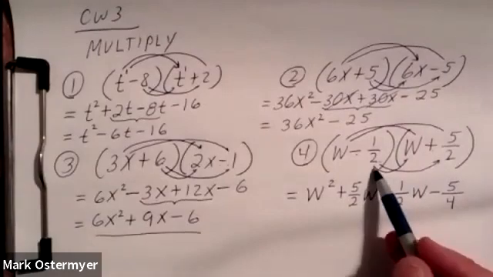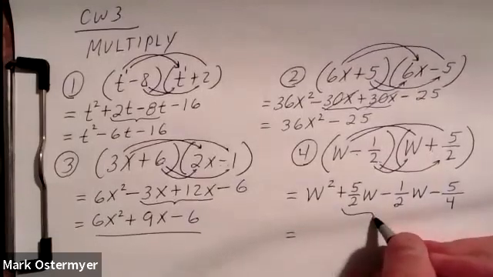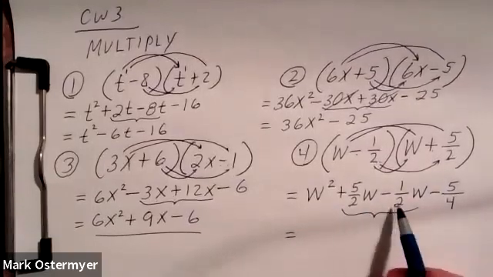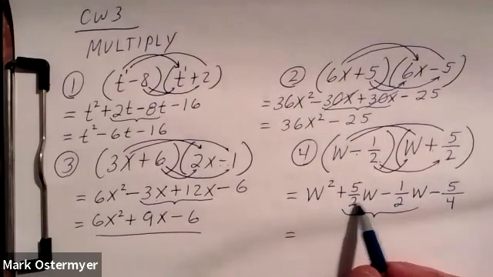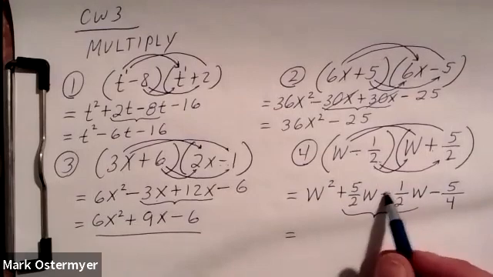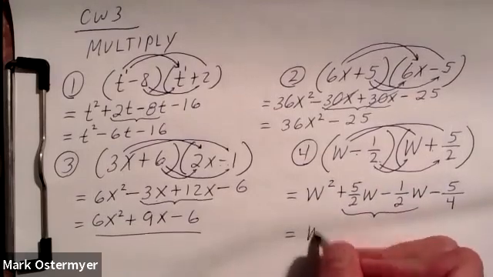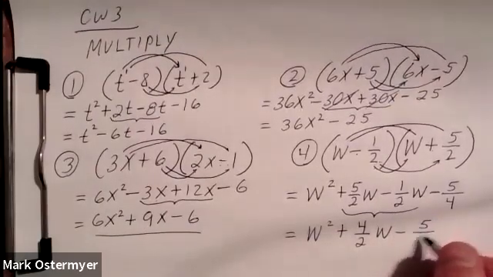-1/2 multiplied by 5 halves, -5/4. Middle terms are like terms that need to be combined. Hey, we're lucky. We have a common denominator already. So what's 5 halves w, subtract 1/2 w? What's 5 minus 1? 4. So we'll have plus 4 halves w minus the 5/4.